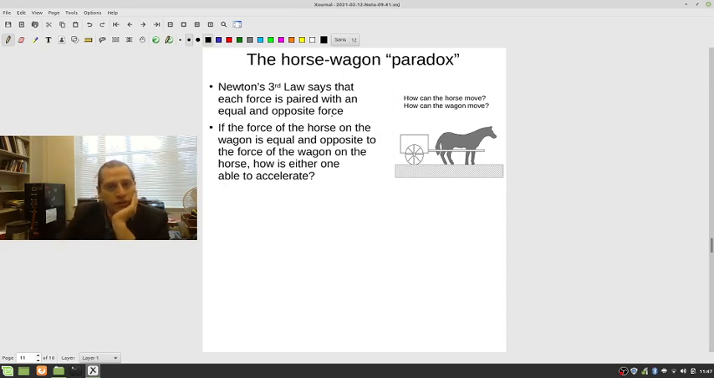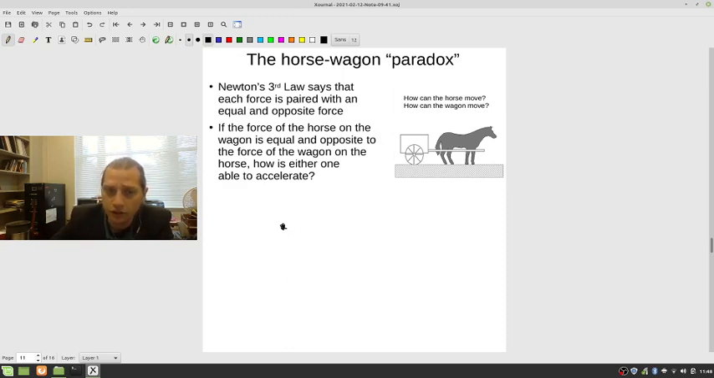Now, Newton's third law says that each force is paired with an equal and opposite force. Okay, so far so good, nobody has any problem. Now, here's a case where a horse is pulling a cart. Okay, you have seen this happen in life and probably in movies, and you know that this horse can indeed pull it forward. However, you know that it happens in life, but does it work in theory?